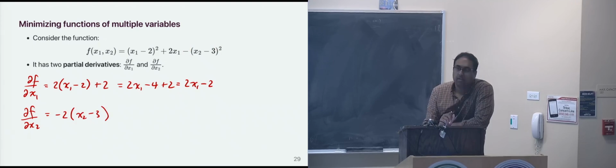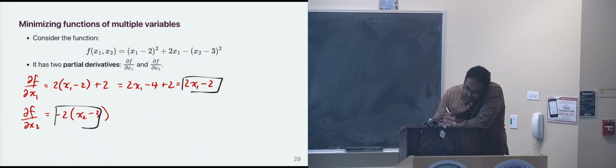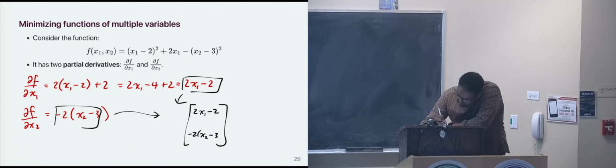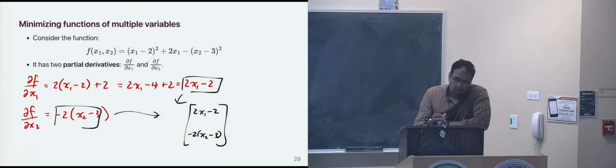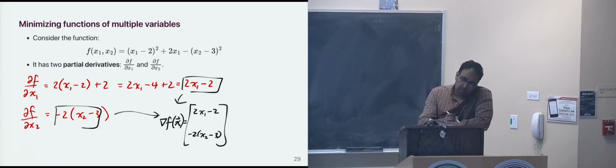Do we agree? So those are the partial derivatives, and the idea behind the gradient is that you put them in a vector together. And that vector is called the gradient vector. And the symbol for it is this upside down triangle. Does anyone know what it's called? It's called a nabla. That's the upside down triangle.